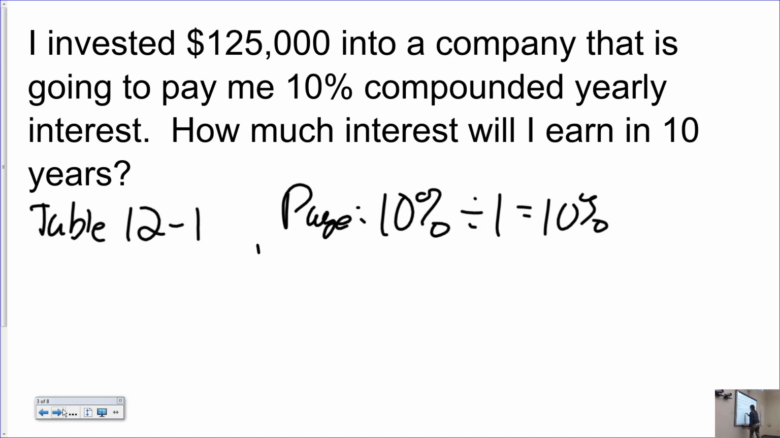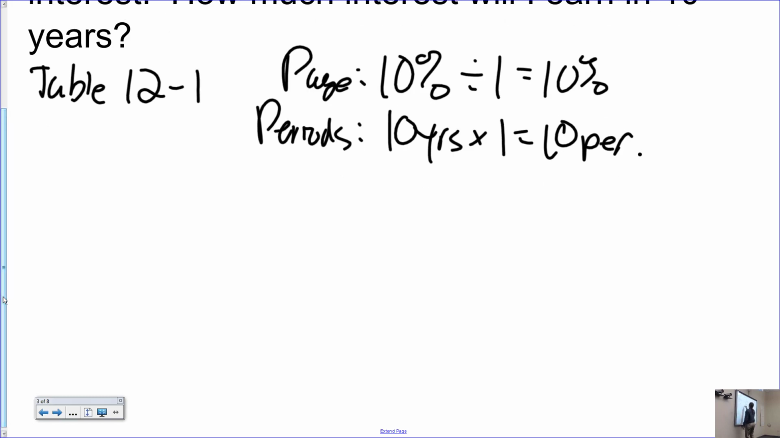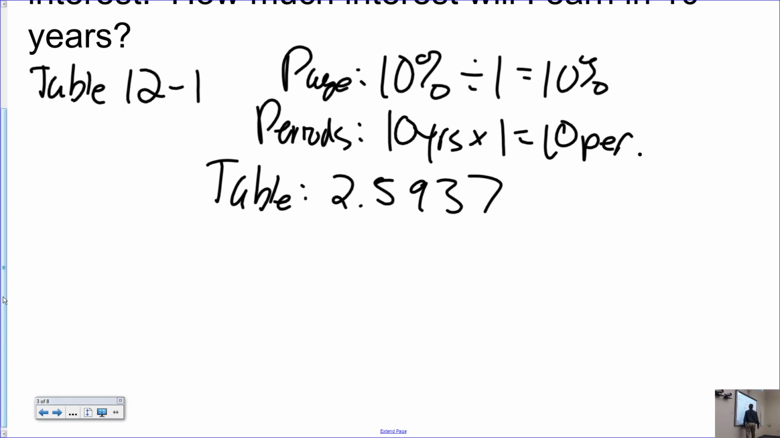So now, how many periods are there going to be? And again, same sort of concept, right? It's 10 years, and we're compounding once a year, so it's 10 periods. Same idea, right? So, what's our table entry this time? 2.5937 multiplied by the eighth of $1 million that we're putting in there.